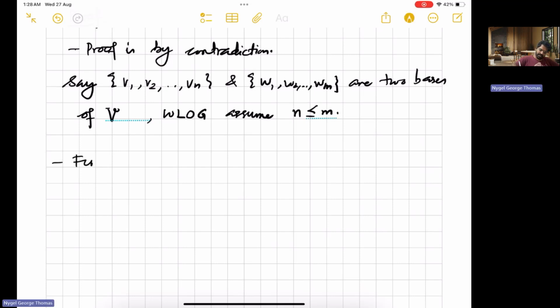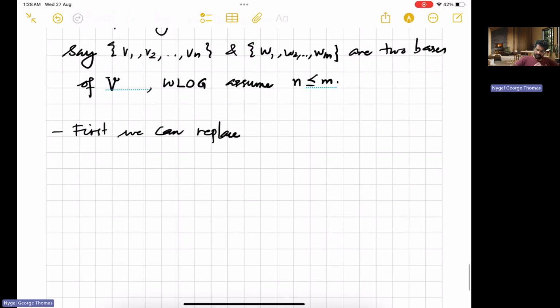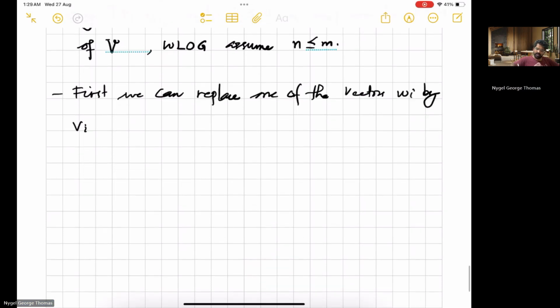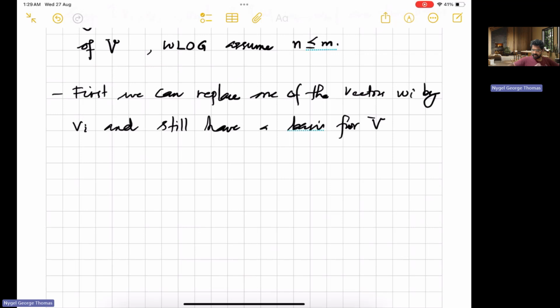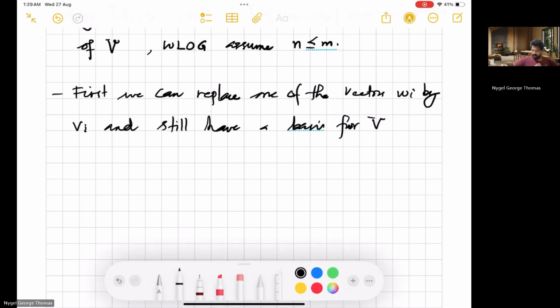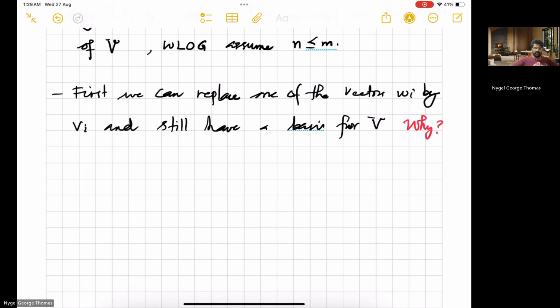So what we do first, we can replace one of the vectors wi by v1 and still have a basis for V. Why is this true? Okay, let's look at why.